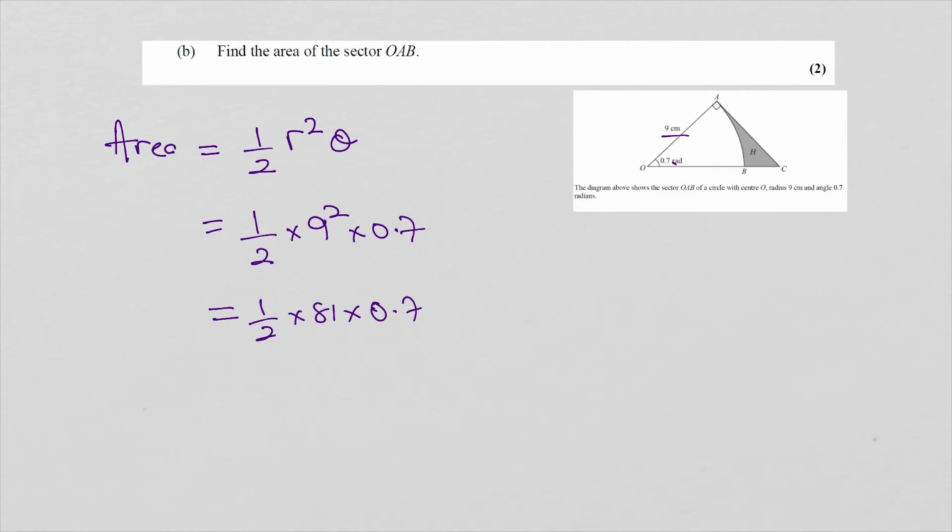And that will be, if you plug that into the calculator, you should be getting 28.35 centimeters squared. Don't forget to put your unit. That's the area of a sector here.